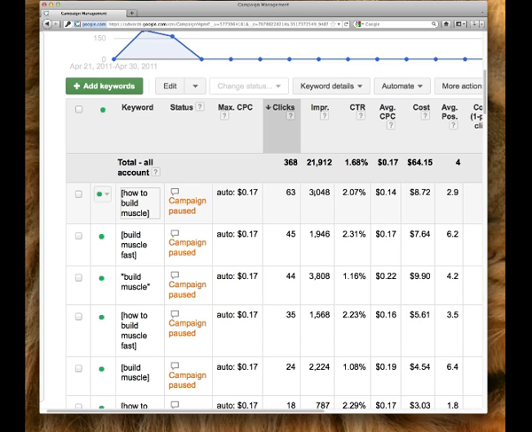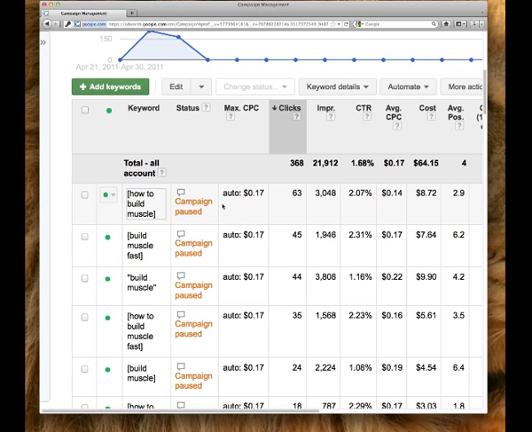the highest amount of clicks, that's how to build muscle keyword, has 3,048 impressions and 63 clicks, okay? Now, build muscle fast, the keyword with the second highest amount of clicks, has 1,946 impressions and 45 clicks. So the keyword with the highest amount of clicks has over 1,000 more impressions than the one with the second highest amount of clicks. So our highest performing keyword here has the most exposure. It doesn't have the most impressions overall, because here you have build muscle, which has almost 800 impressions more, but it has a lot more exposure than the second highest.